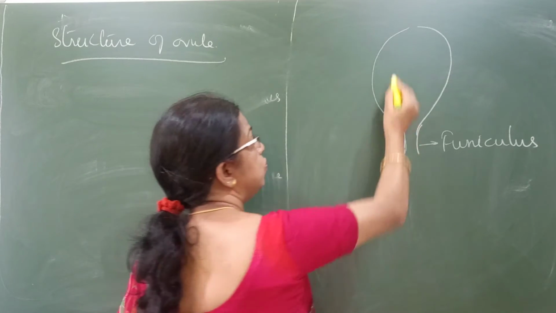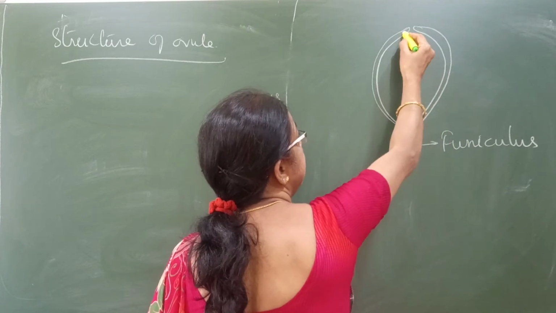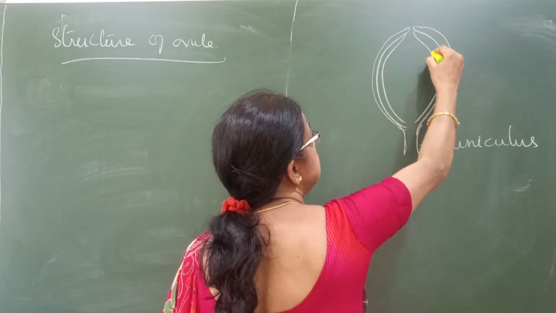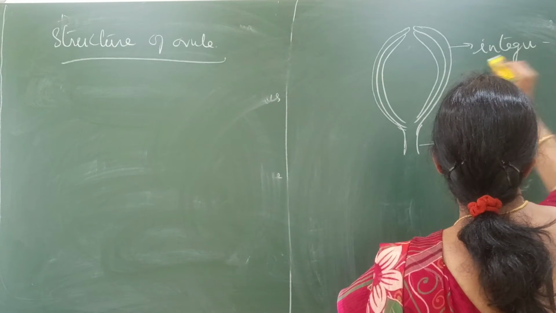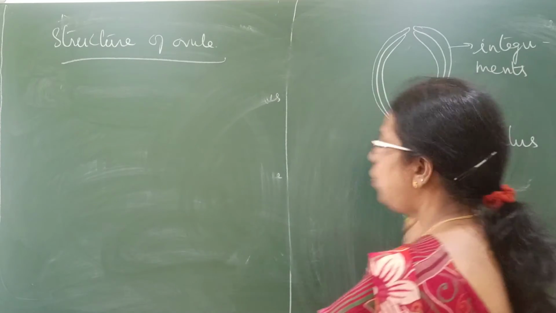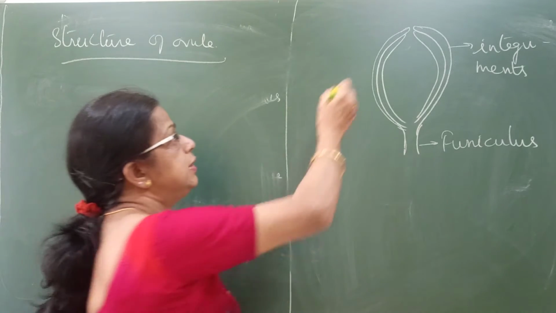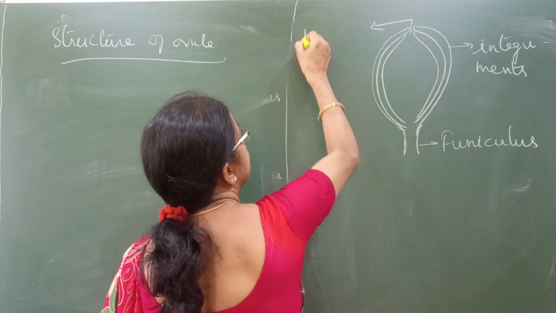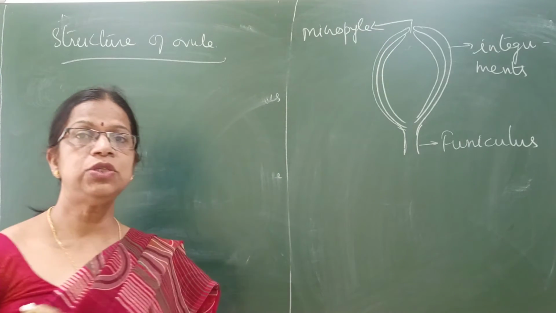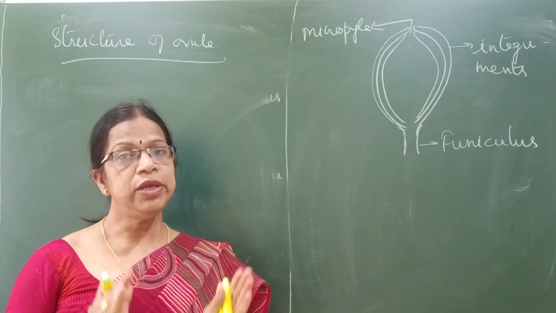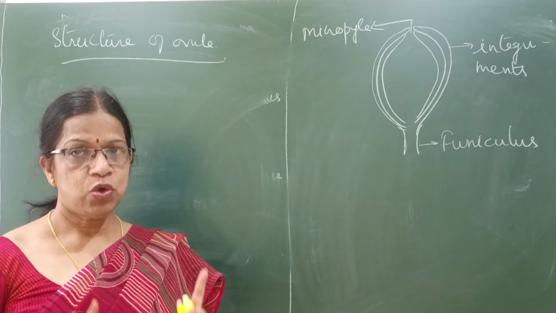And this body of the ovule is covered by the outer coverings. The outer coverings of the ovule are called integuments. And these integuments leave an opening towards the anterior side. This opening is called a micropyle. So the stalk is called funiculus, the outer coverings are called integuments, and integuments leave an opening called micropyle.